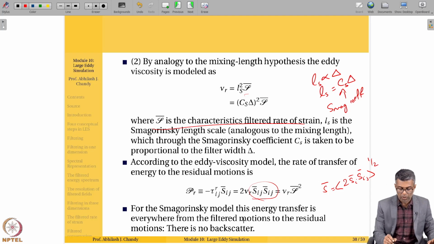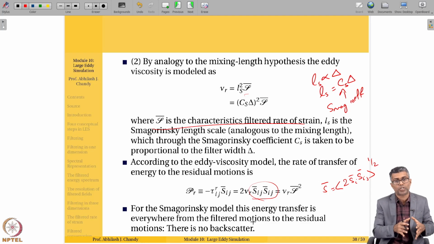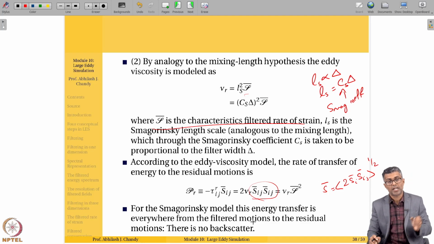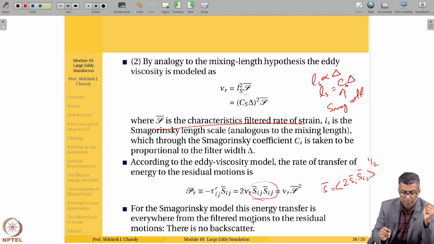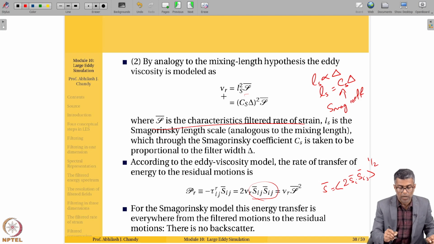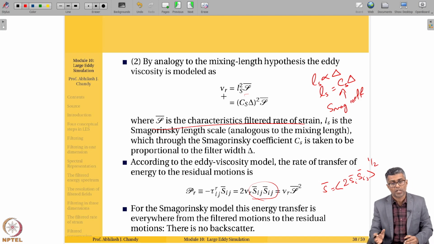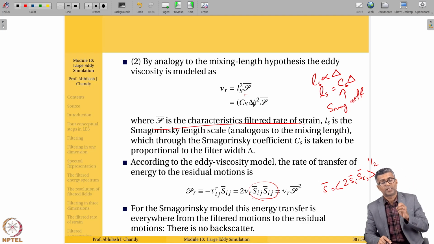So for the Smagorinsky model, this energy transfer is everywhere from the filtered motions to the residual motions. It is one way. It goes from the large scales to the small scales, not the other way around. So according to the Smagorinsky model, there is no backscatter. There is no way that it can consider backscatter. Why do I say that? Because if you think about nu r, it is Ls squared times S bar, or Cs times delta, squared, times S bar. Now think about it.